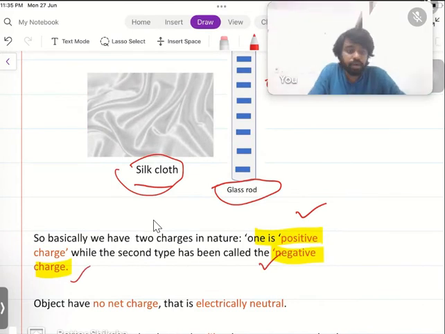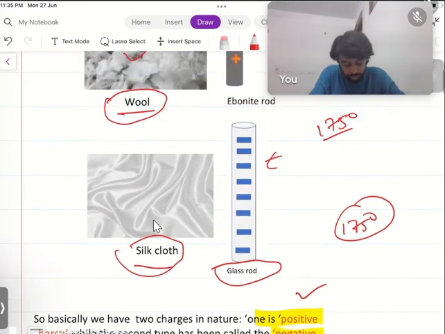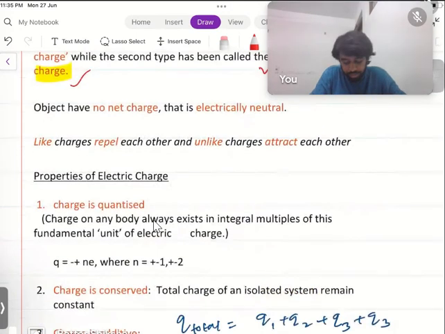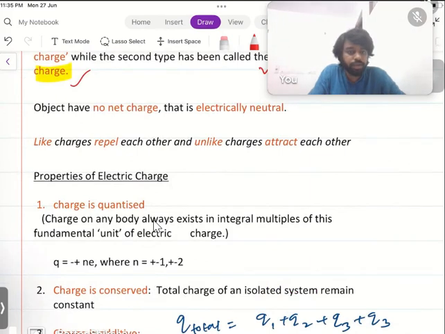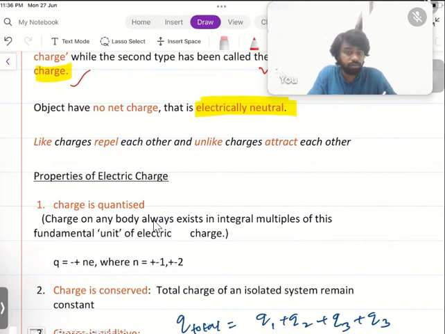This name, positive charge or negative charge, was given by one of the famous scientists from America, Benjamin Franklin, in 1750. So in 1750 he gave these two names, positive charge and negative charge, by observing these two experiments, right? Also, if you have any material and the net charge on that material is zero, then you can say that the material is electrically neutral.